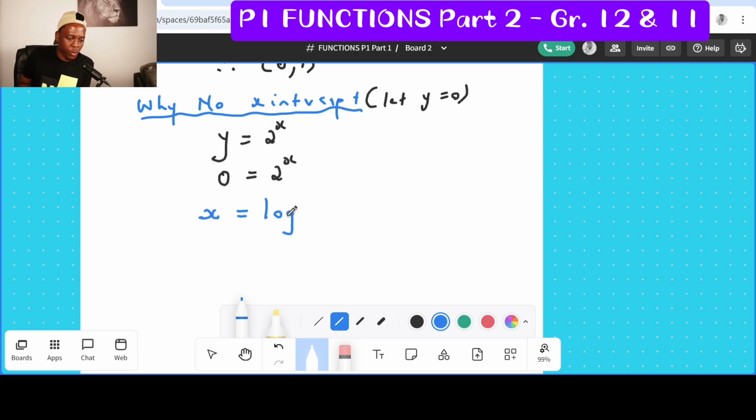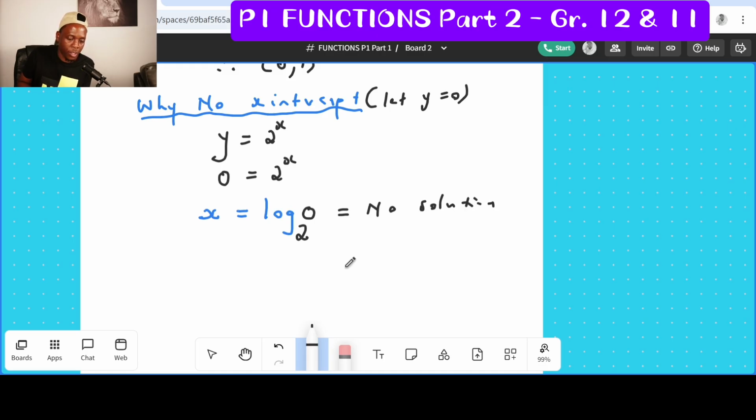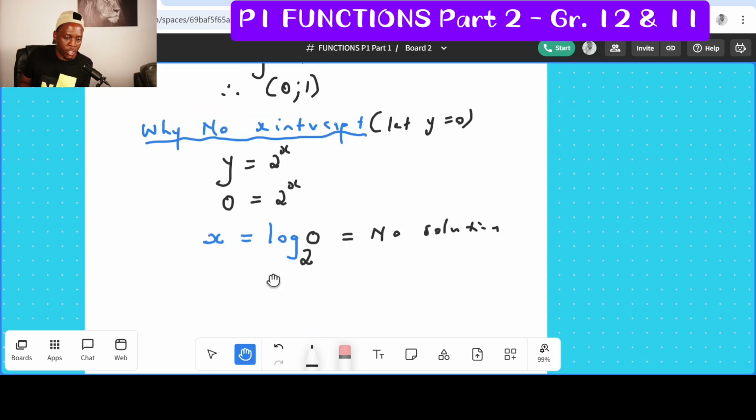So x is equal to a log. Once a base, always a base. The base in the exponent is the base in log form. So the base is 2. This empty space here is 0. So we have log of 0 base 2. Use your calculator, you're going to get an error. So here we are saying, okay, there is no solution. It's not applicable. The graph will not touch the x-axis.